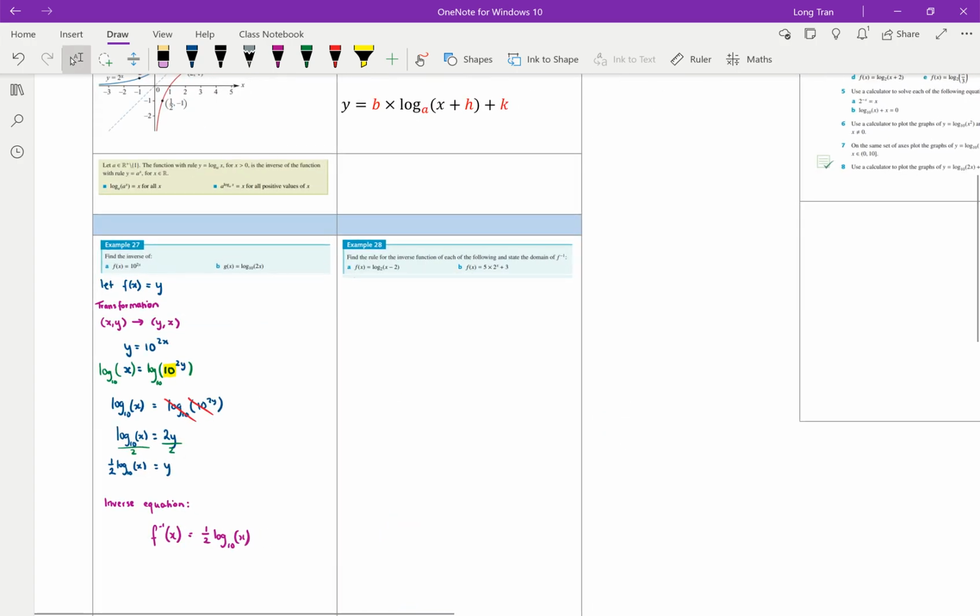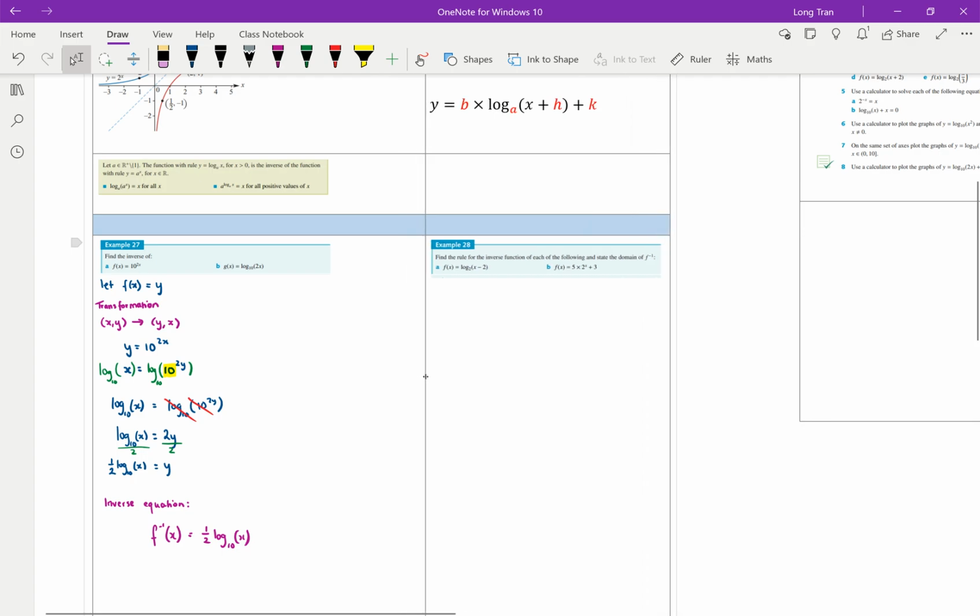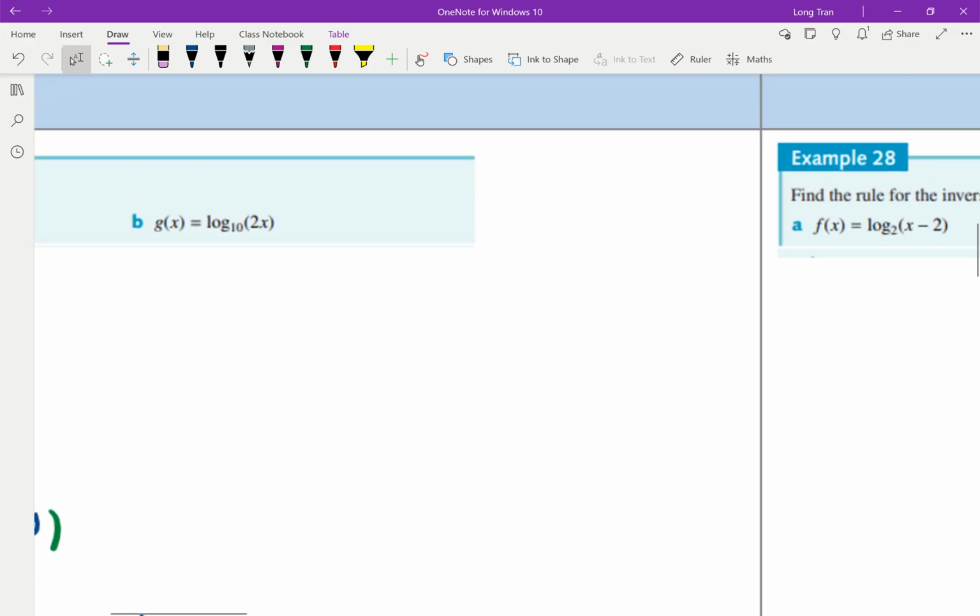I took up a lot of space there, so maybe I'll make it a bit bigger and give it more space. There we go. So we're going to do part B now.